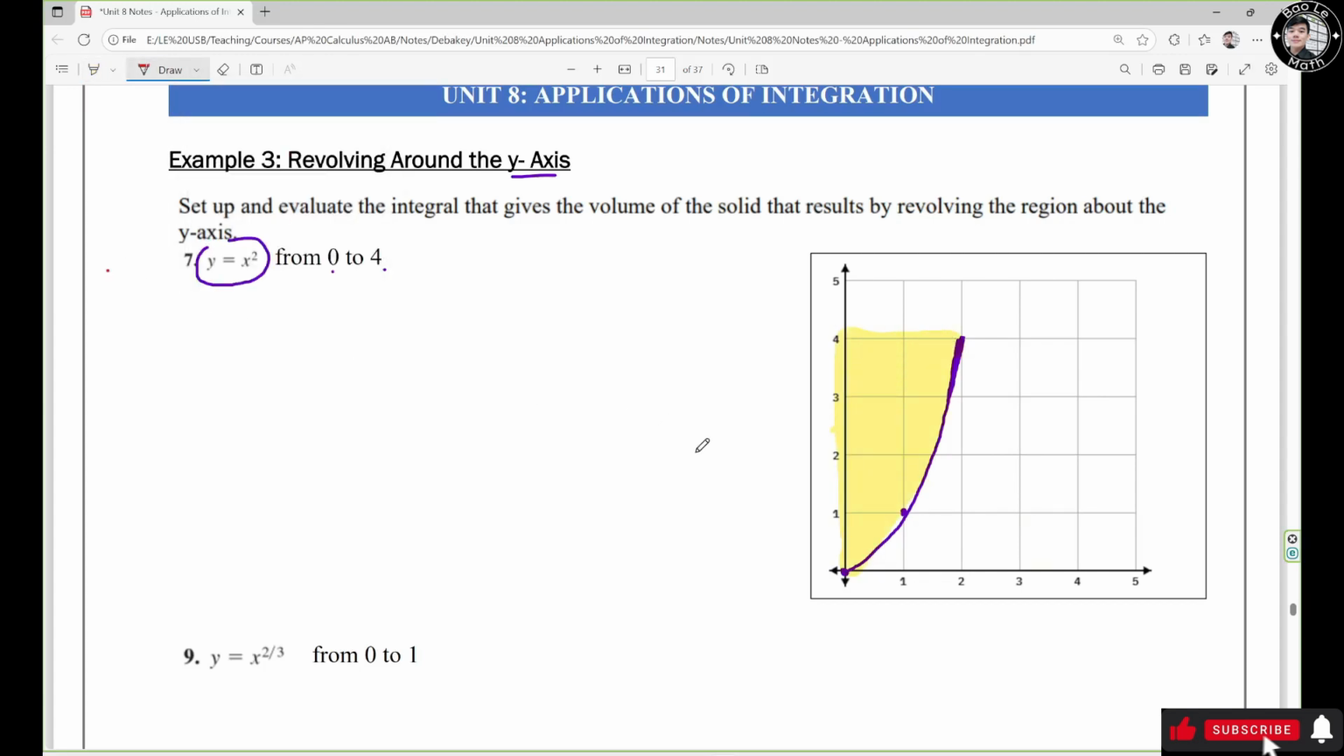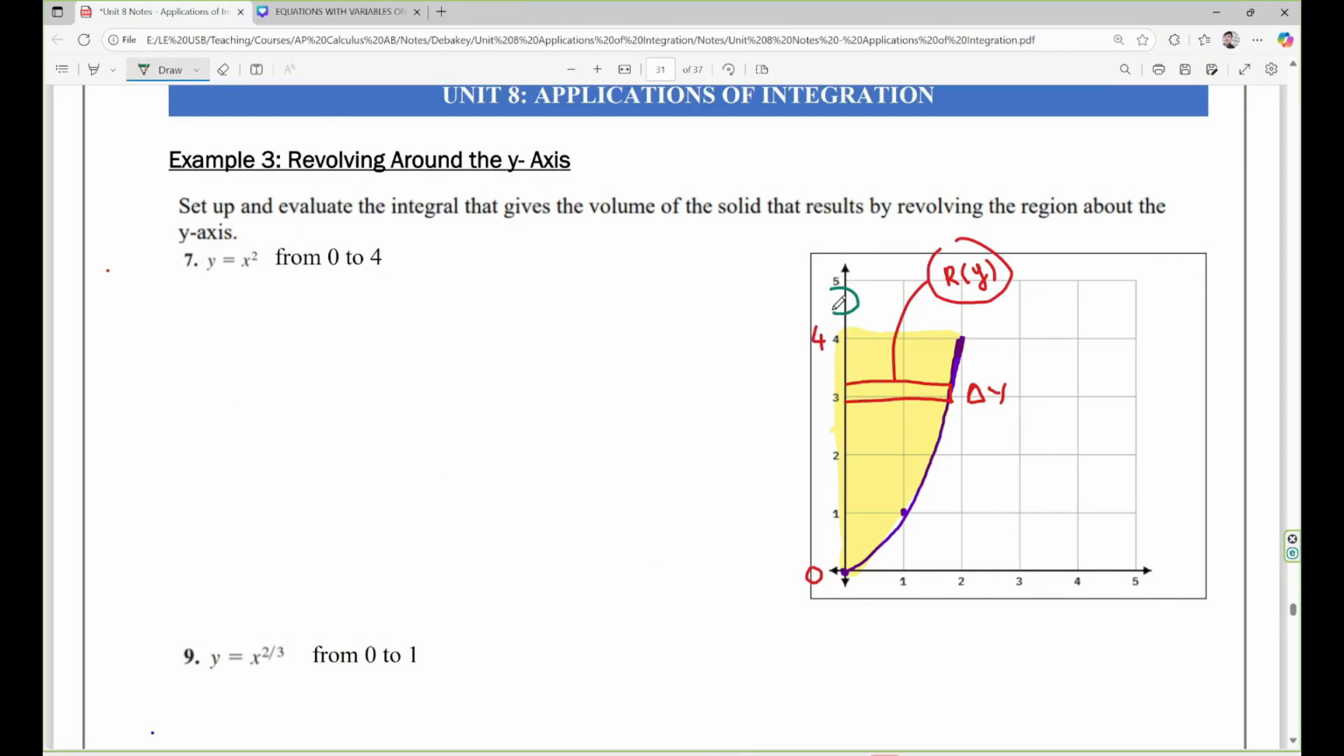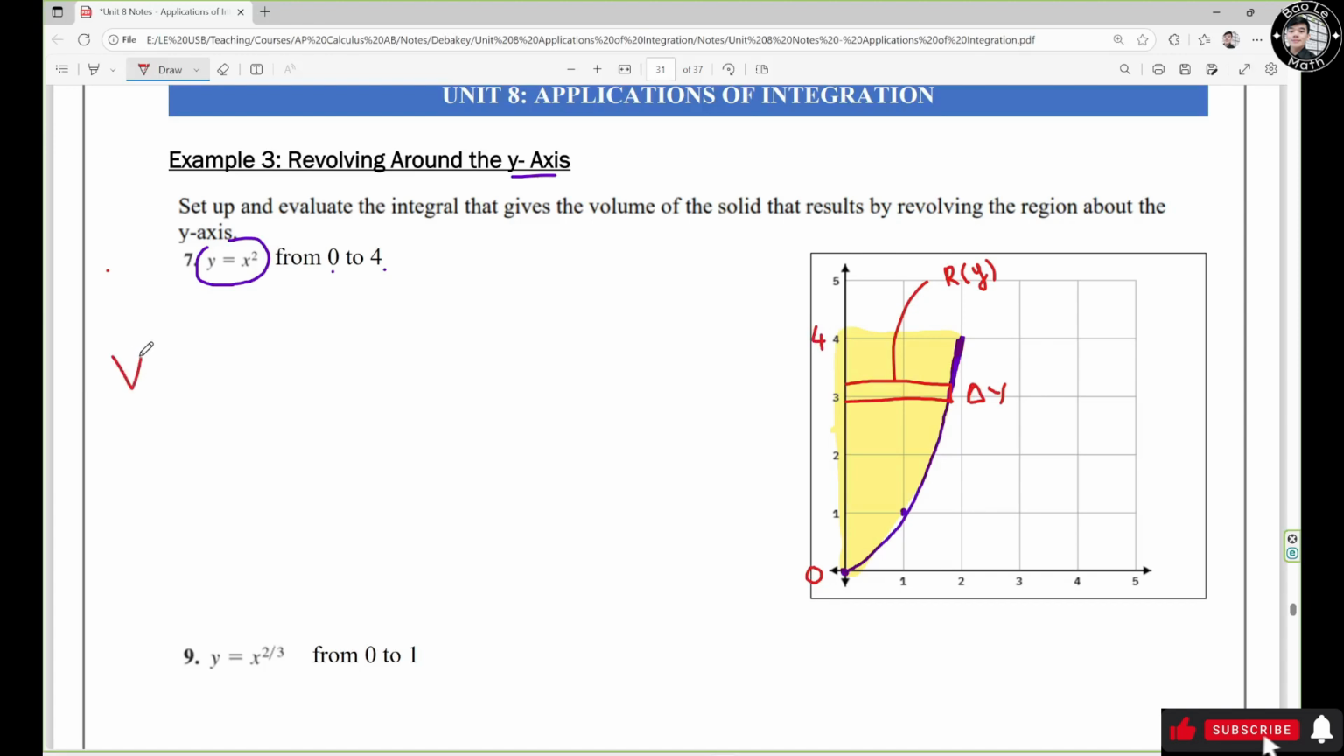Now we need to get a representative rectangle. So it could be something like this. Alright, this one actually the radius are in terms of y, right? And this one is delta y, right? The lower bound is 0, the upper bound is 4, right? Now if you revolve this one about the y-axis, you will get something like this. So we have volume equals pi, the integral from 0 to 4 r.